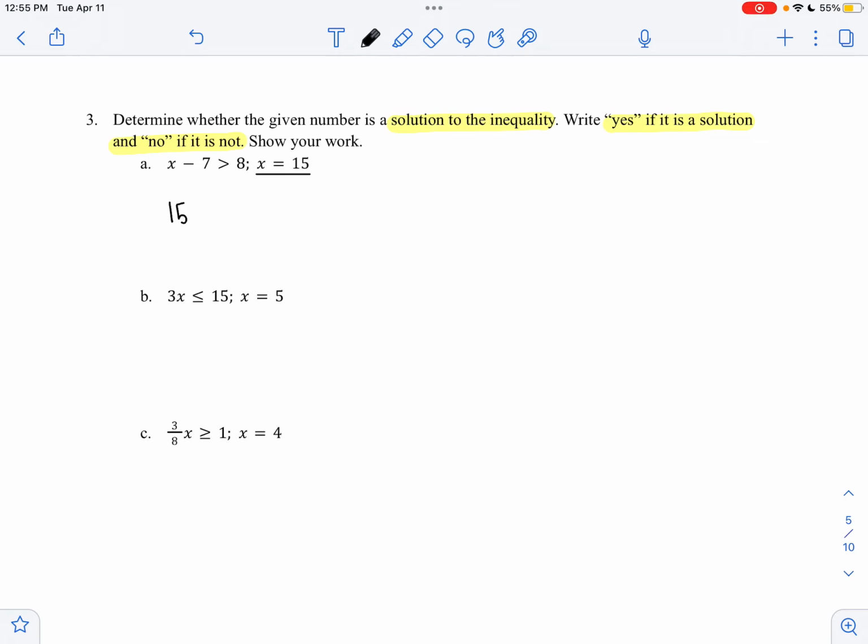Of course, I know that 15 minus 7 is actually equal to 8. And of course, 8 is not greater than 8. It's equal to 8. So the answer would be no. It's not a solution. Notice how all I did was rewrite the inequality with the value of the variable plugged in, or replaced, or substituted into that original inequality. This allows me to see whether that number will make the inequality true or false.